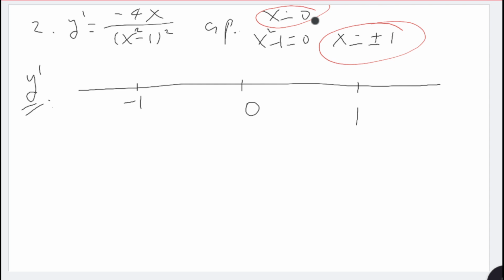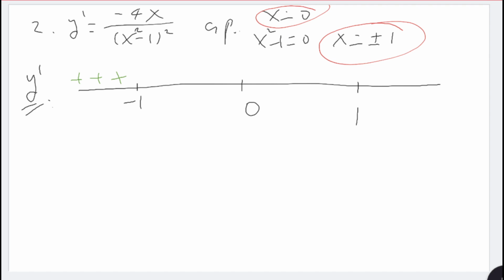Just test the numerator. So pick, for example, from this section, -100. Plug in -100, it's positive. -4 times -100 is positive. Like I said, the bottom is already positive. It's always a square, always positive. So just check the top. The top is positive. Therefore, we have positive. The derivative will be positive.